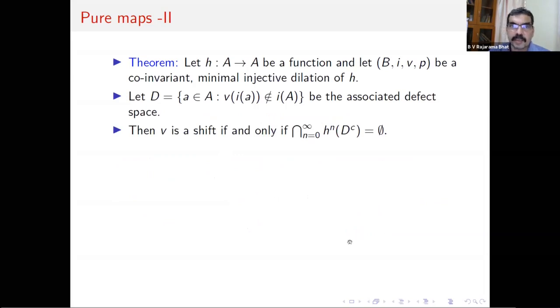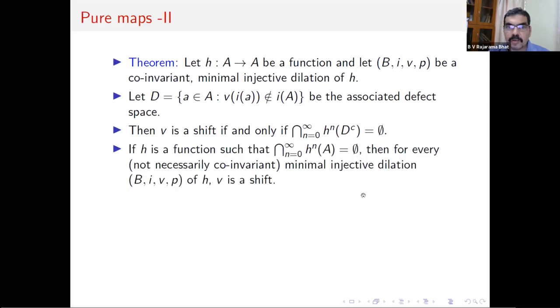So here is the theorem. As I said, these minimal co-invariant dilations are parameterized by defect spaces. So on the defect space or the complement of that, I am characterizing when the dilation is a shift. The dilation is a shift if and only if on this part, it is pure in this sense. Okay. Of course, if it happens for the whole space A, then it is automatically a shift. But that need not happen. It may happen only on D complement.